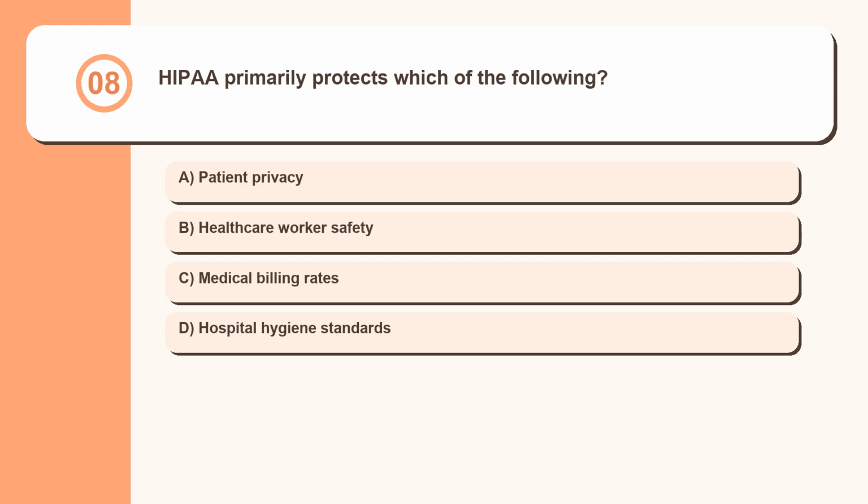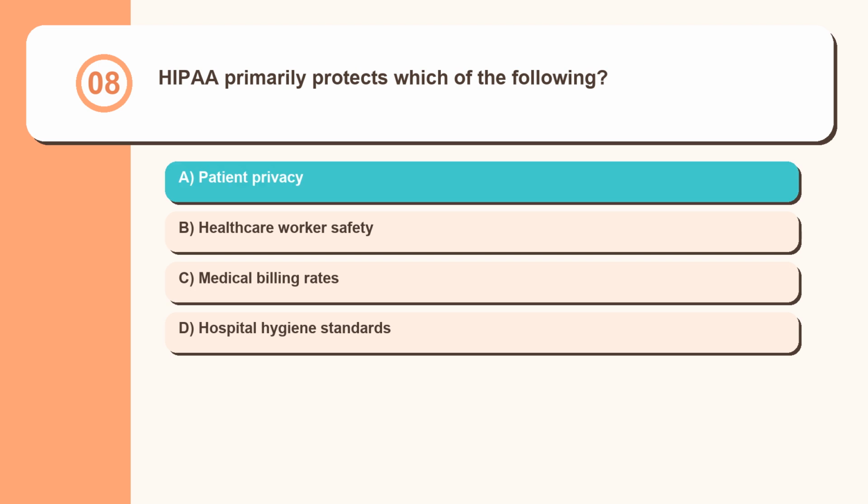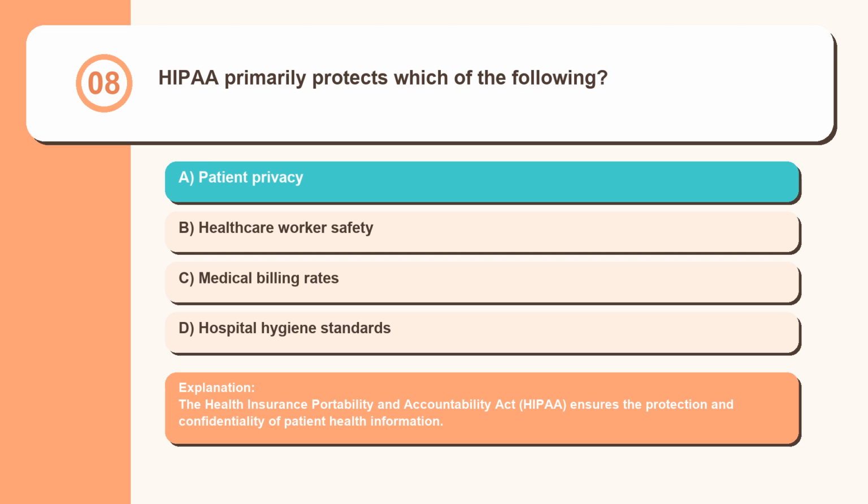Question 8. HIPAA primarily protects which of the following? Patient privacy, healthcare worker safety, medical billing rates, hospital hygiene standards. The Health Insurance Portability and Accountability Act, HIPAA, ensures the protection and confidentiality of patient health information.